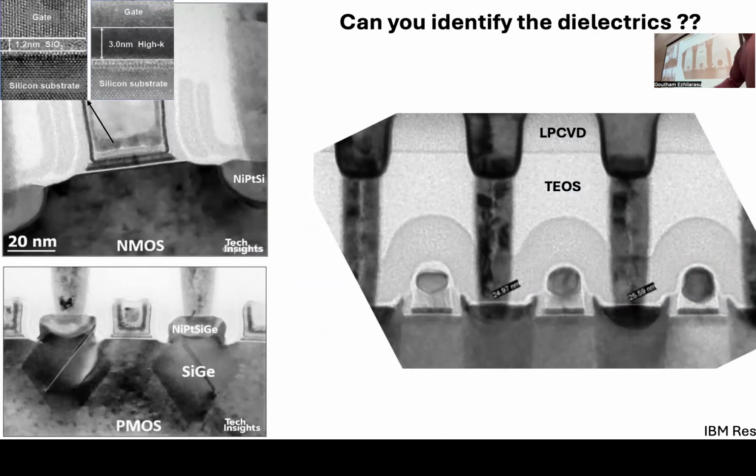So that's concluded. Hopefully now when you look at something like this, you can identify where the high K and low K dielectrics go.